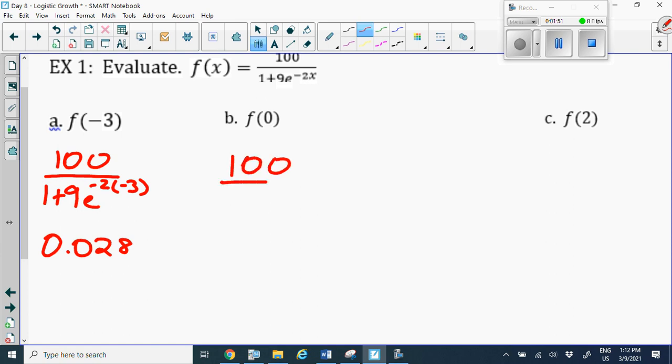Part B. We have 100 over 1 plus 9e to the negative 2 times 0 power. Now we can actually do this without a calculator, which is what I'm going to do here. If you want to try with the calculator, make sure we get the same answer.